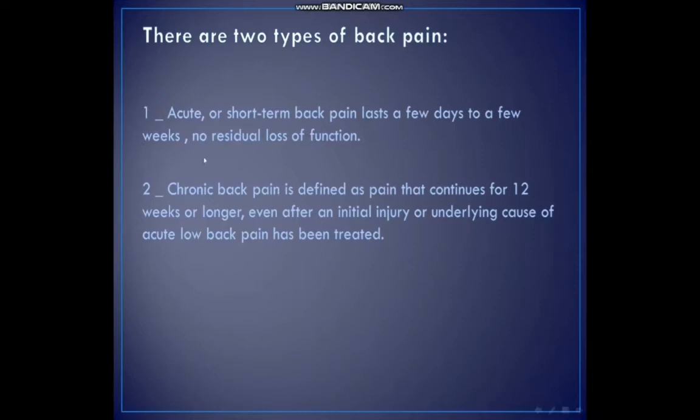There are two types of back pain. Acute or short-term back pain lasts for a few days to a few weeks, with no residual loss of function, and it may tend to resolve on its own within a few days with self-care. The second one, chronic back pain, is defined as pain that continues for more than 12 weeks, even after the initial injury or underlying cause of acute low back pain has been treated. So it doesn't always mean there is a medically serious underlying cause.